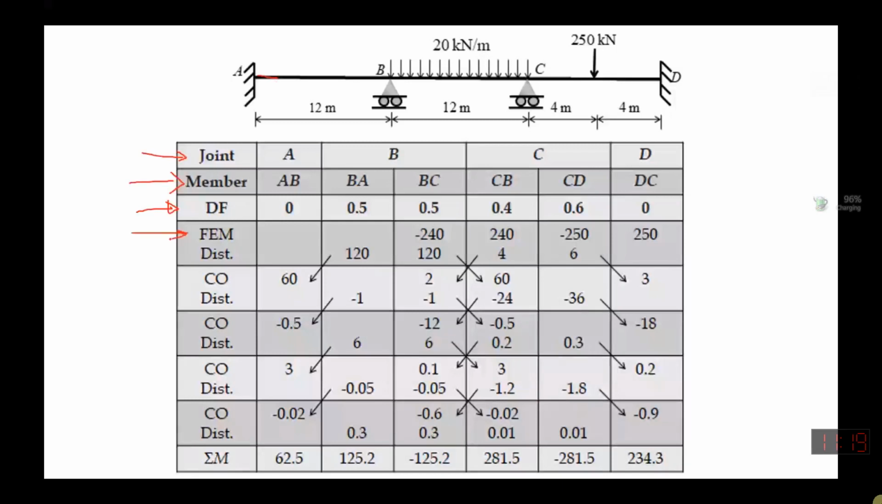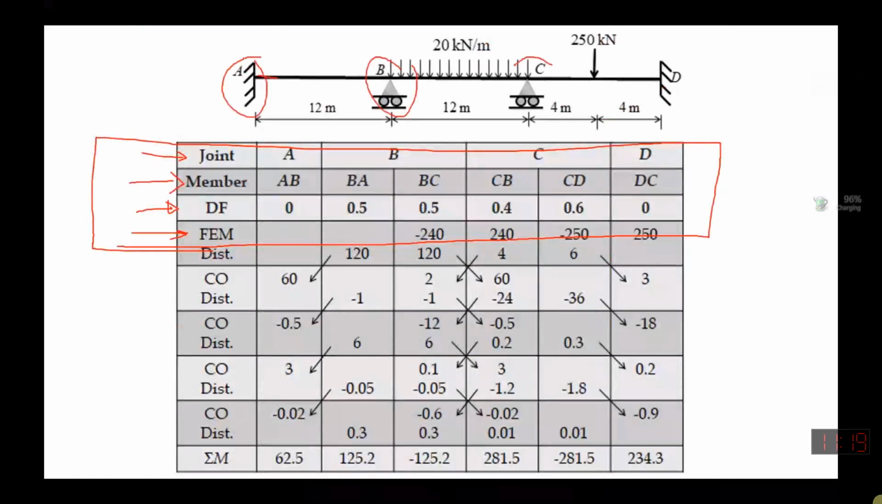These 4 lines, the data you have already calculated. You know the joint is A. You know the joint is B. C. You know the joint is D. Then the members: this is member AB, this is member BA, BC, CD. Then you know the distribution factors.